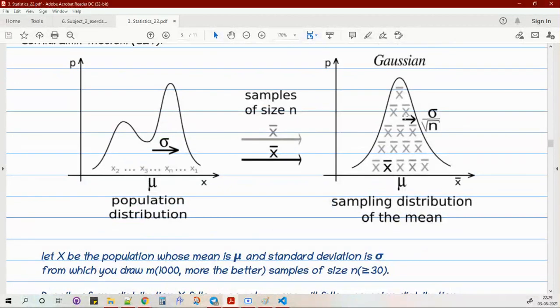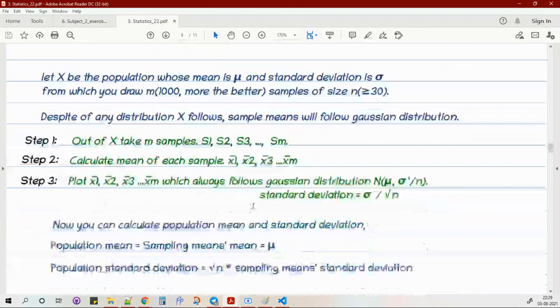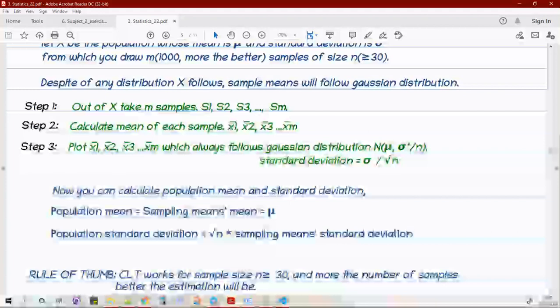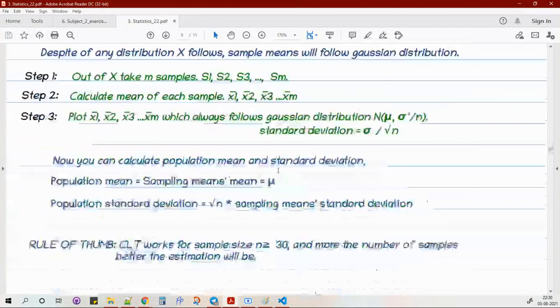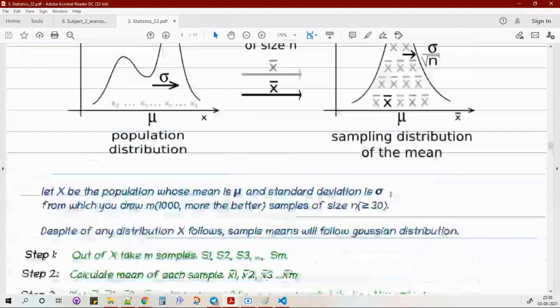Go below, go below. This thing, yes, this one. There is a really big mistake in the sampling mean's standard deviation. You got me actually.